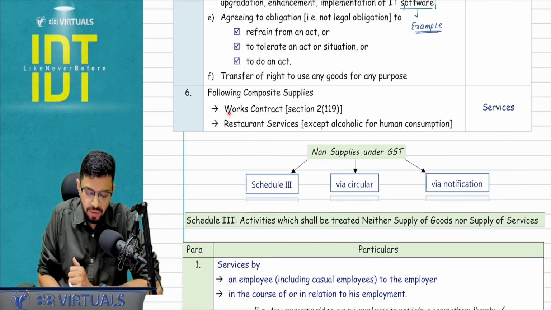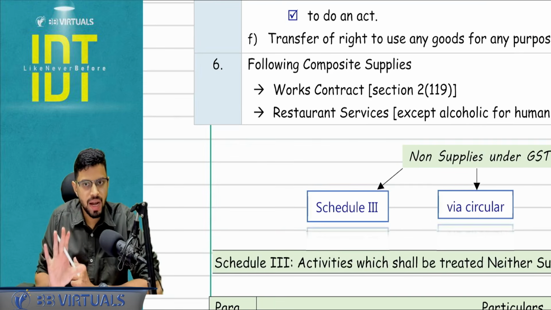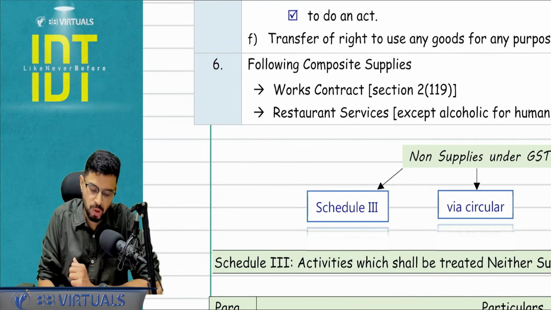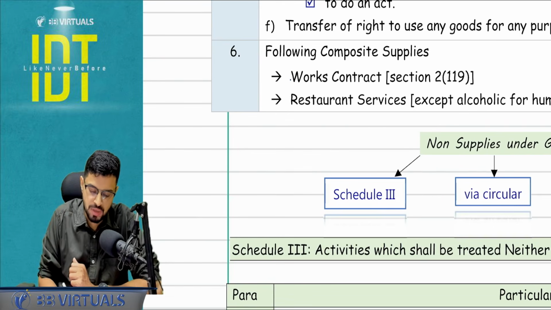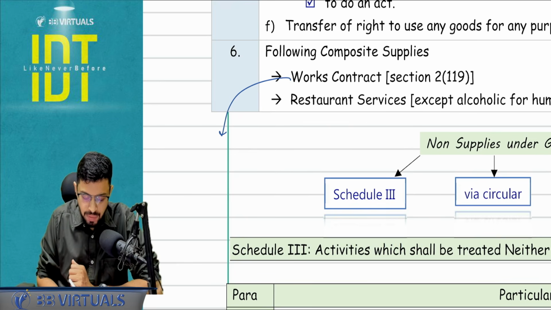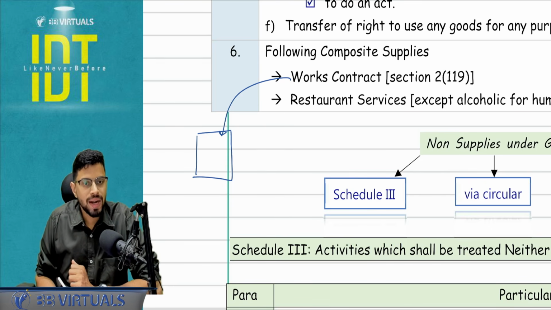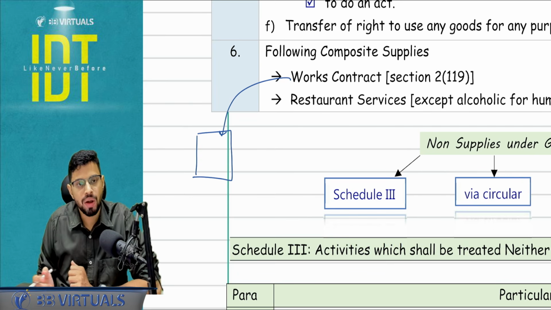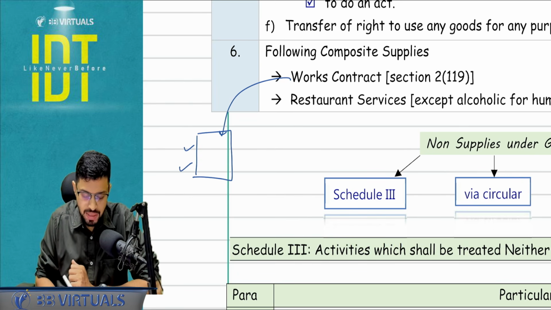And sir, what do you mean by works contract? Understand it in a brief manner right now, because this also has to become a separate analysis for us. Works contract means someone is, let's say, giving me the service of a contractor. I'm getting a new building constructed and the contractor is giving me the service of goods plus services.